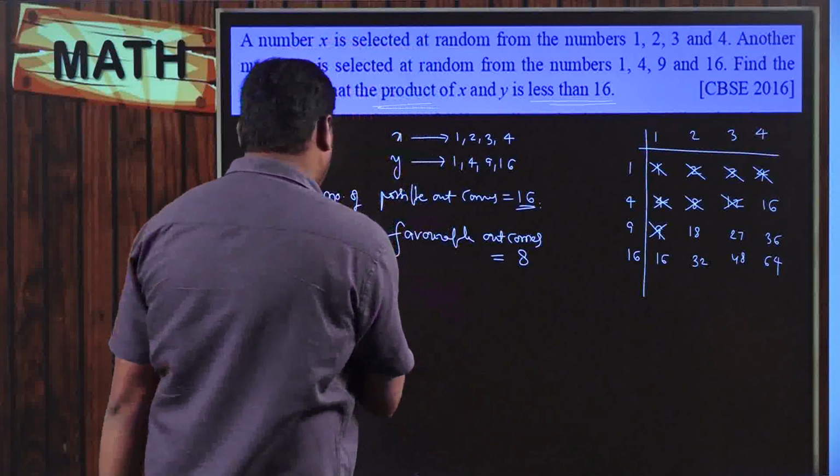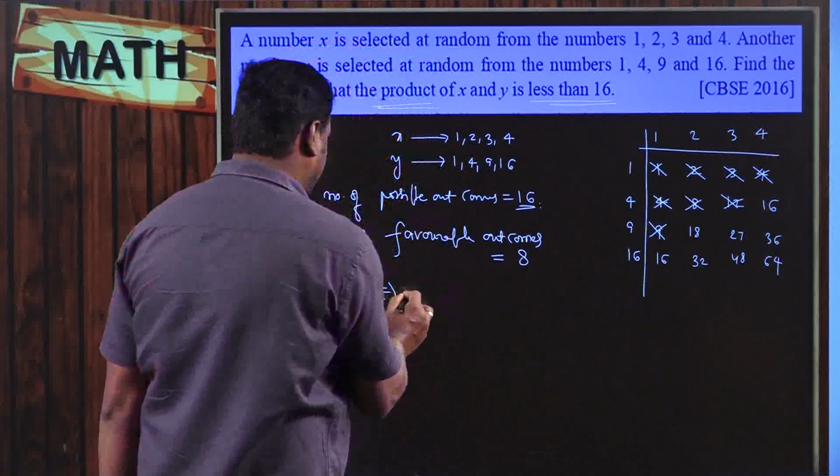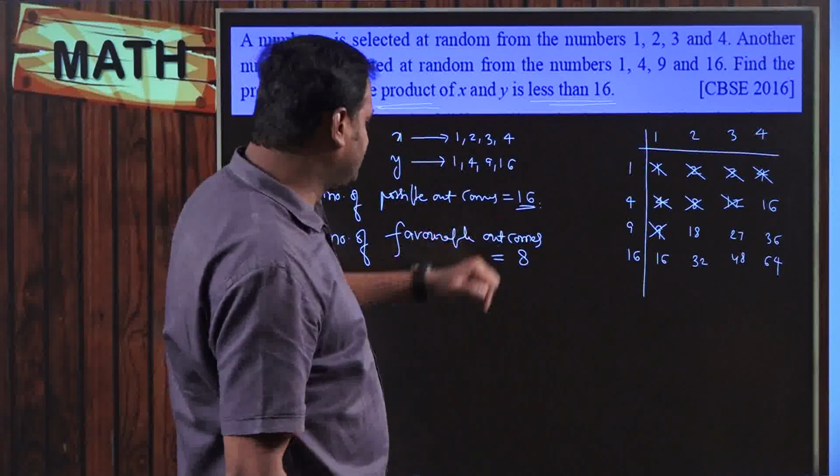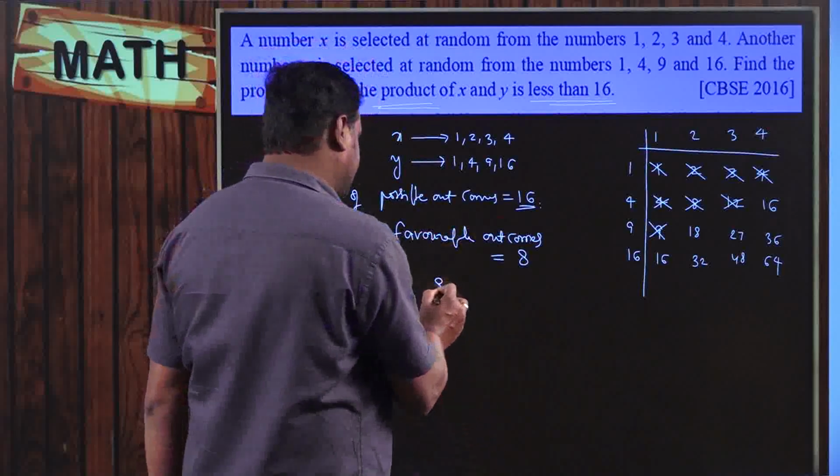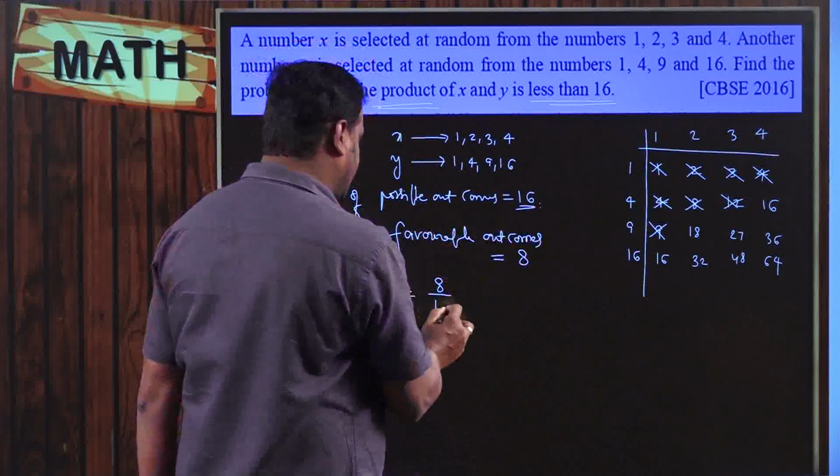So therefore, probability of getting an event is equal to number of outcomes favorable to the event E, that is 8, and the total number of outcomes equal to 16.